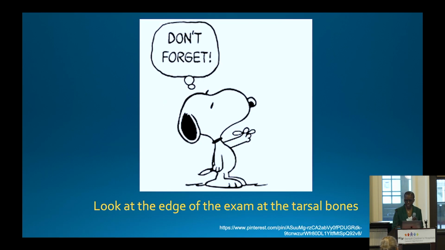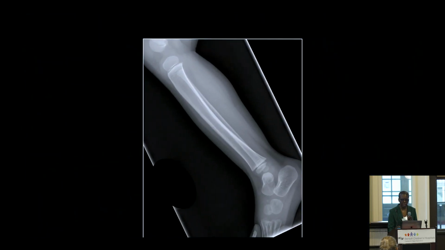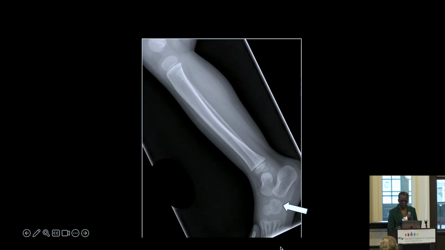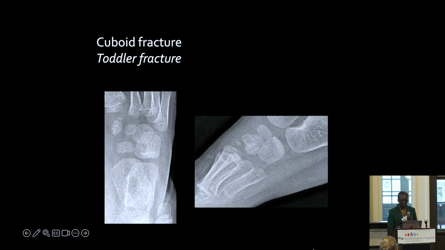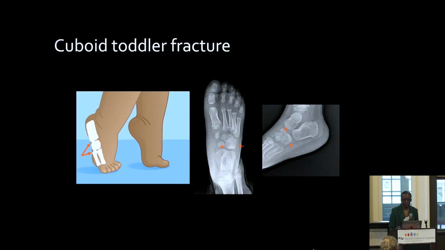Okay, so not to forget to look at the edge of the examination. Okay, you want to look at the tarsal bones, and that's usually the cuboid. You want to look right there at the cuboid because in this toddler, there's sclerosis at the base of the cuboid. So you're seeing it right there. And so this is another kind of toddler fracture, called a fracture of the cuboid. And that occurs because when children start walking, they're initially toe walkers. And so you can see that that cuboid is getting crushed between the calcaneus and the base of the metatarsals. So that's the other place to look.